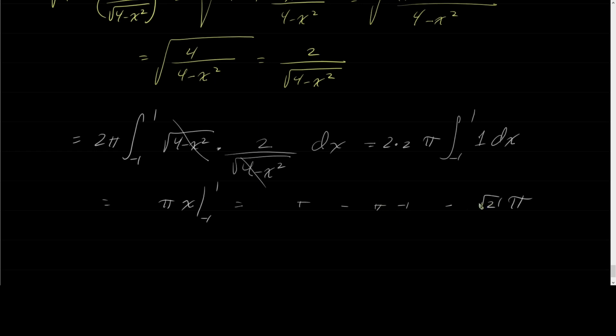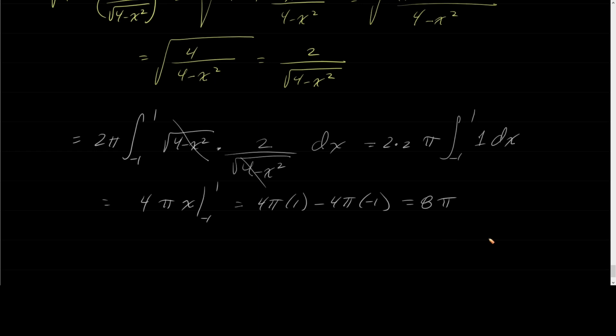All right, so let's fix the rest of that. 2 times 2, we just said, is 4. So we have here 4 pi x. So 4 pi times 1 minus 4 pi times negative 1. Minus negative is plus. The idea was still the same, but now I end up with the correct answer of 8 pi.